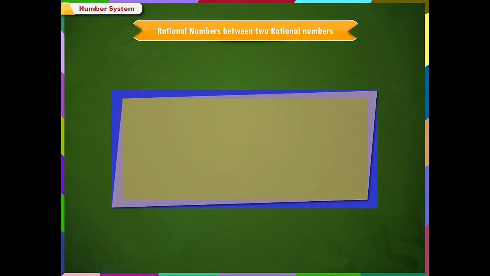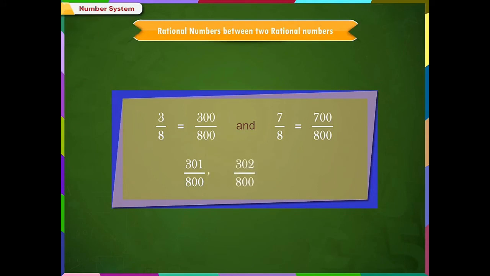3 by 8 also can be written as 300 by 800 by multiplying numerator and denominator by 100. And 7 by 8 we can write as 700 by 800. So 301 by 800, 302 by 800, etc., 699 by 800 also fall between 3 by 8 and 7 by 8. Therefore, we can observe that unlike natural numbers and integers, there are infinite rational numbers between any two given rational numbers.